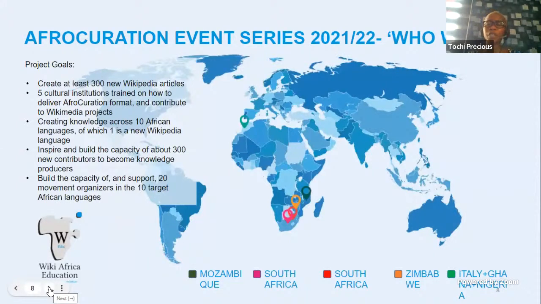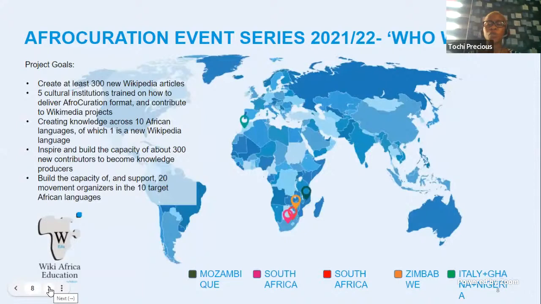Now, the goals of the Afro-curation event series for 2021-2022 were to create at least 300 new Wikipedia articles, to have 5 cultural institutions trained on how to deliver the Afro-curation format, and also on how to contribute to Wikimedia projects.